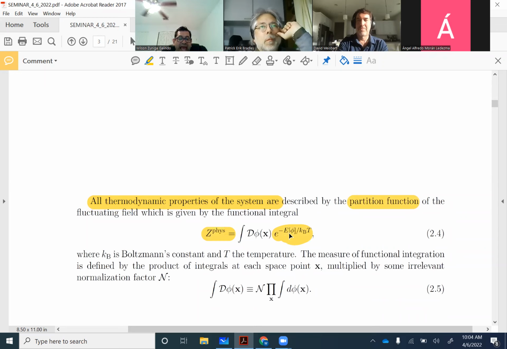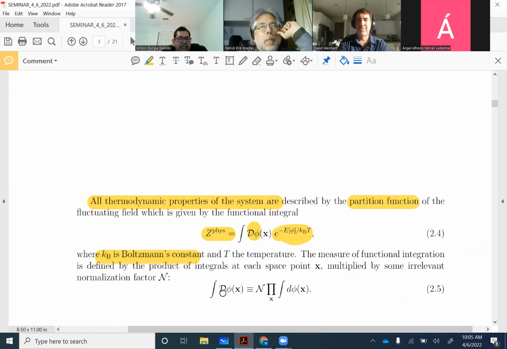Now, the thermodynamic properties of the system are controlled by the partition function. Here we have the exponential of minus the energy divided by this constant. This is the Boltzmann factor. If the energy is very high, then the probability of occupying this high energy configuration is very small. On the other side, if the energy of phi is very small, then the probability of occupying this state is high. This d phi is a measure, a pseudo measure. Here k_B is the Boltzmann constant and T is the temperature.